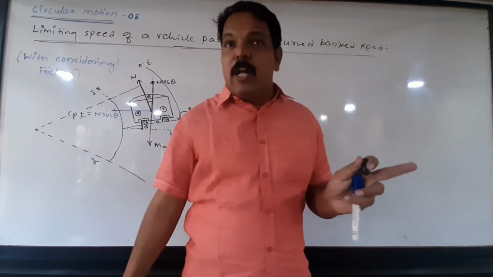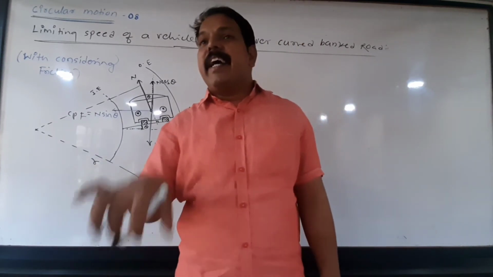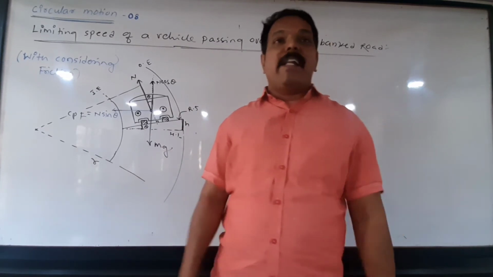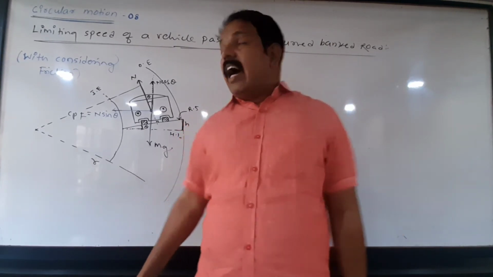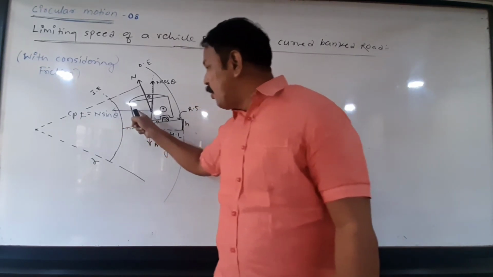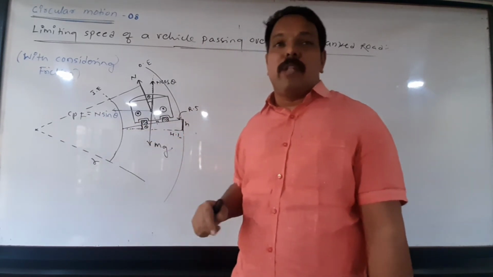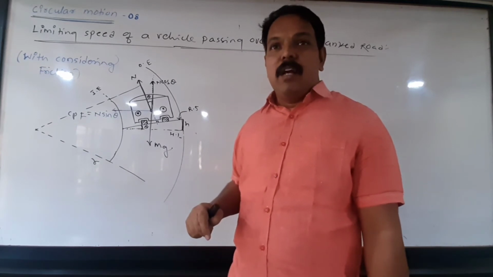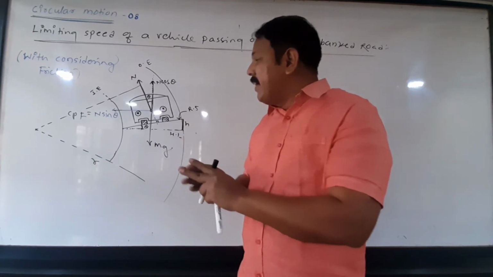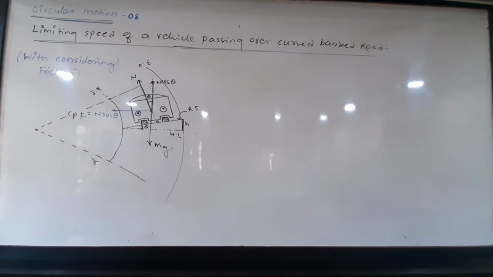In the first case, there was only the centripetal force provided by frictional force. In the second case, centripetal force is provided by the horizontal component of normal reaction, that is N sin theta. And in this case, N sin theta is also there. At the same time, frictional force acting parallel to the road surface is also there. Remember? Frictional force is also there.